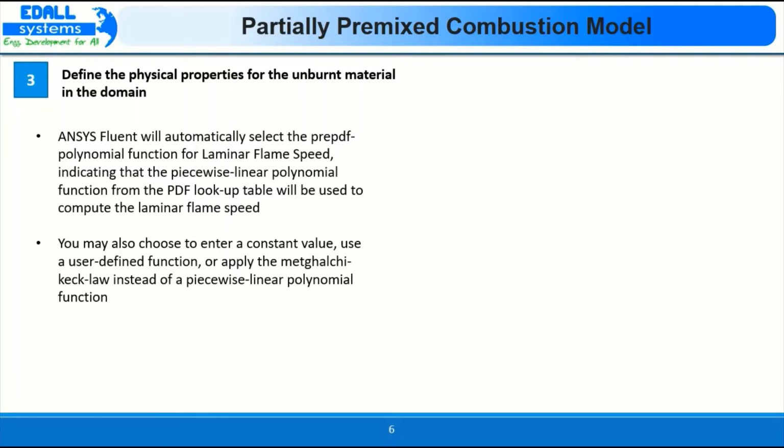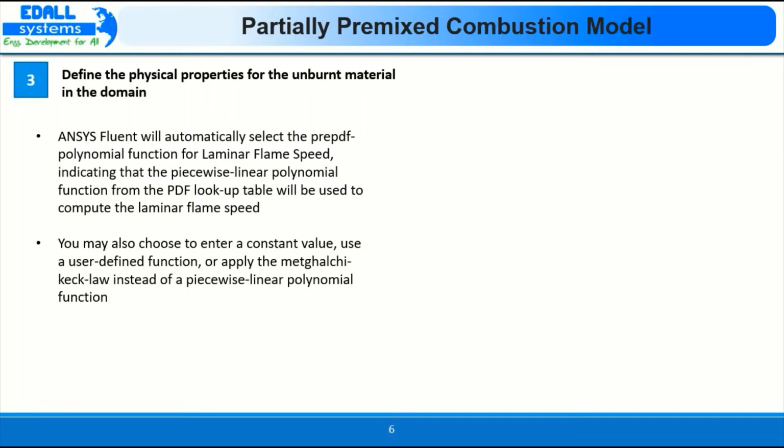So one has to determine both of these flame speeds in order to analyze the premixed combustion results. So same here, to calculate the laminar flame speed, the PDF table which we just calculated, ANSYS Fluent will automatically select this pre-PDF polynomial function for our laminar flame. So based on what mixture fraction we are using, PDF table will calculate a polynomial function for the variation of mixture fraction versus laminar flame speed.